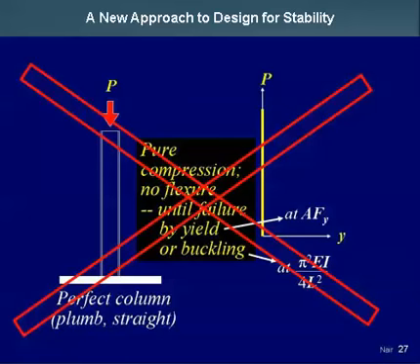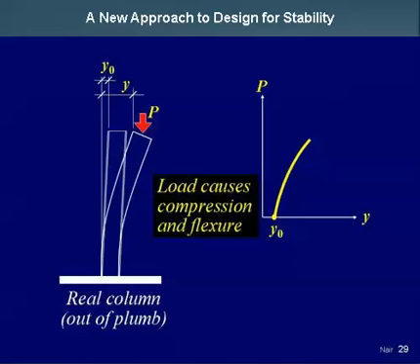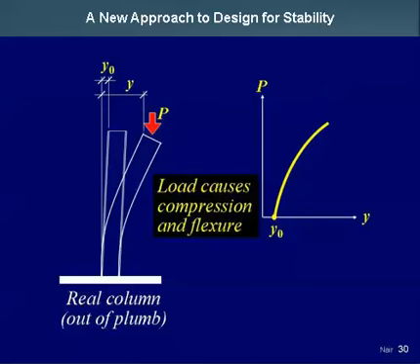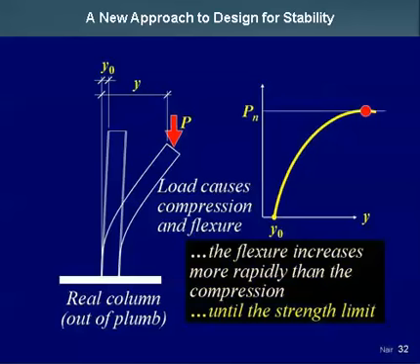Of course, this is not what really happens, because in a real column, you always have some initial out of plumbness. And for the moment, let's forget about out of straightness and just look at out of plumbness. Let's give it initial out of plumbness y sub 0, which you see also in this picture on the right. That's where we are starting, and that's y sub 0. That's the imperfection. Now, when you put load on it, that load is going to cause compression and flexure. And as you increase the load, the flexure gets more. And generally, the flexure will increase more rapidly than the compression, and that keeps going like that until the strength limit.